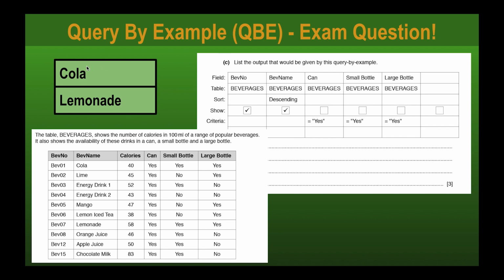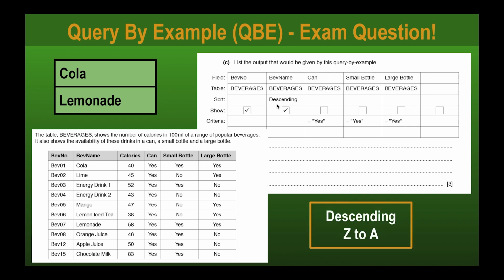Now that we know which ones are our answers, that's when we take a look at which fields need to show and any sorting information. So here we want to have the beverage number and the beverage name. That's the only two things showing. So we're going to have cola, which is BEV01, and lemonade, which is BEV07, and they're going to be ordered descending. So remember, descending is ordering from Z to A, and it's Z to A based on the beverage's name, which is cola and lemonade. So L comes after C, and L will be our first one.